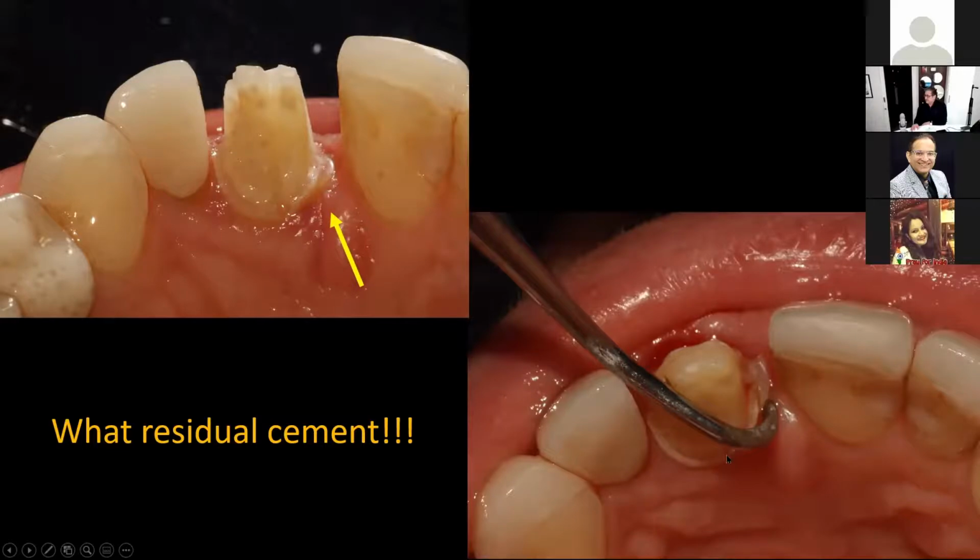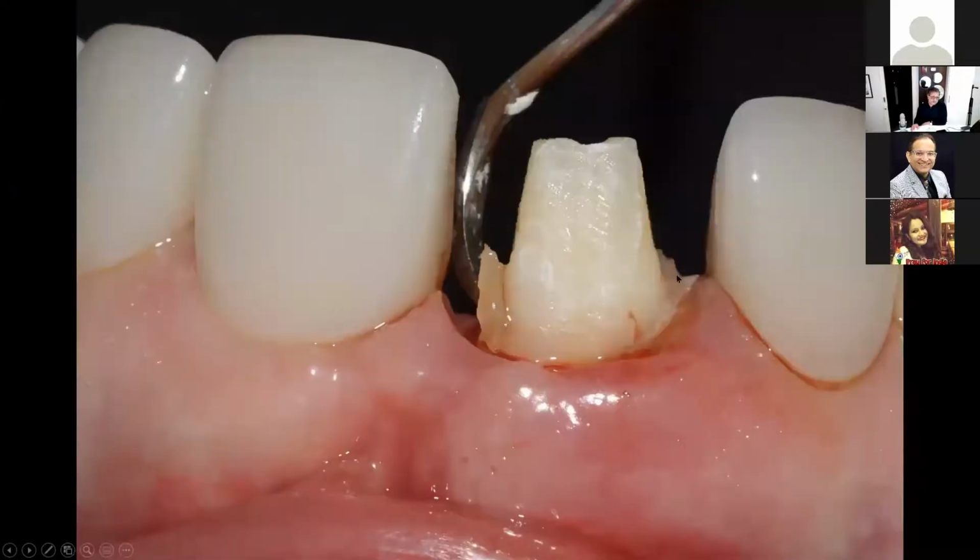So when we talk about this, this picture says it all, and not only the residual cement here, but there's also cement all around it. Can you see what I'm talking about? Can you all see it? Yes or no?